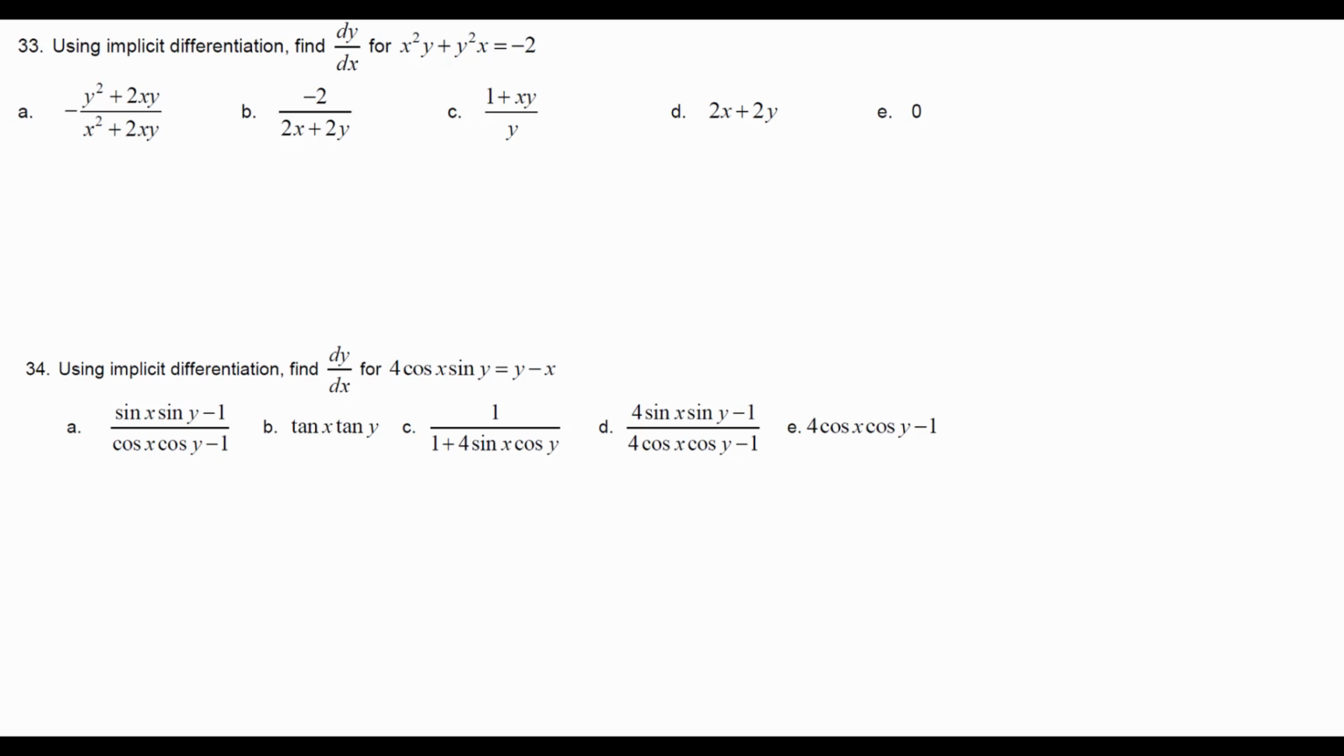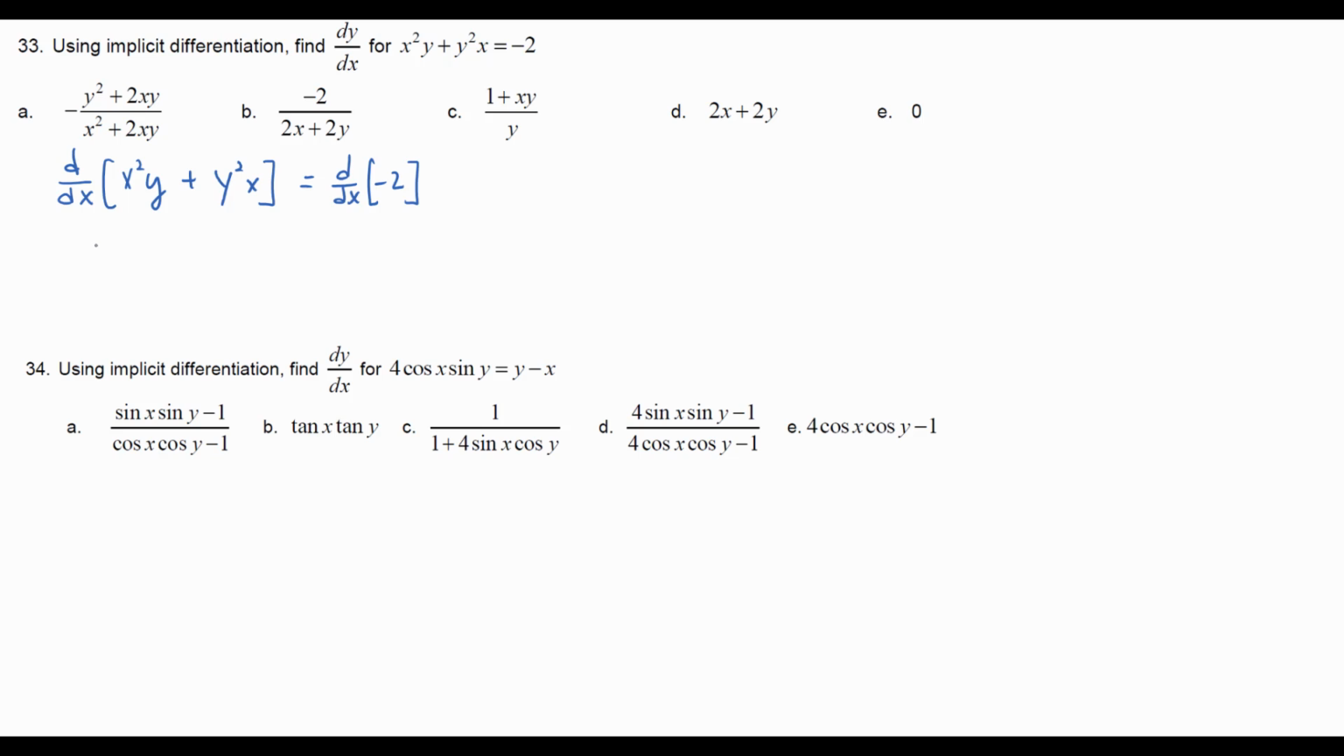Number 33. Using implicit differentiation, find dy/dx for x squared y plus y squared x equal negative 2. So we are going to take the derivative of both sides with respect to x. d/dx of x squared y plus y squared x equals d/dx of negative 2. So with respect to x squared y, we need to use the product rule. And x squared is regular differentiation.